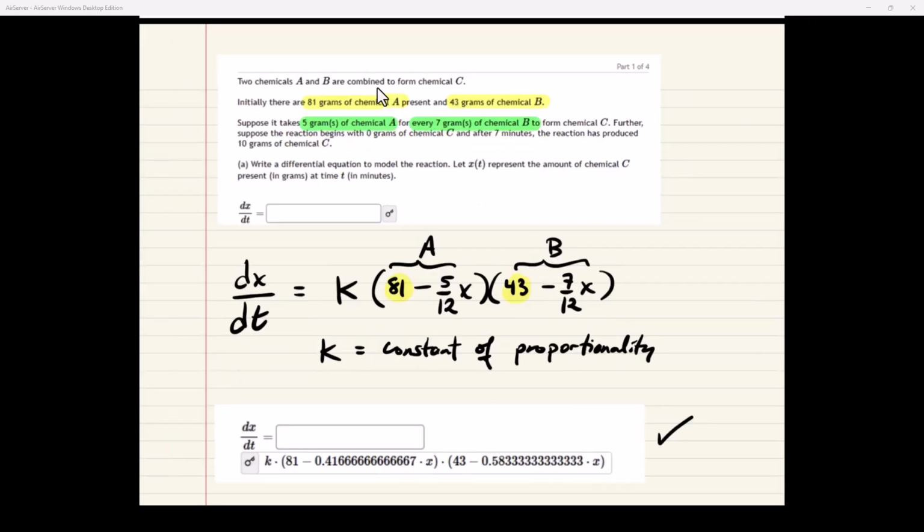Okay, so now this is good progress. This is the first part, part A. That checks. That's what the computer was looking for, as you can see there at the bottom of the screen. Let's go to part B.